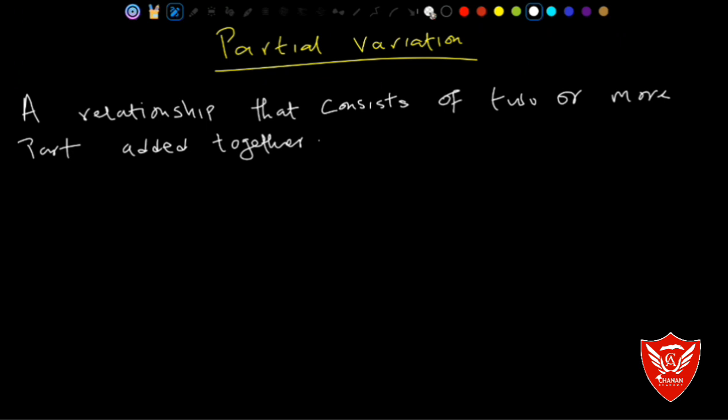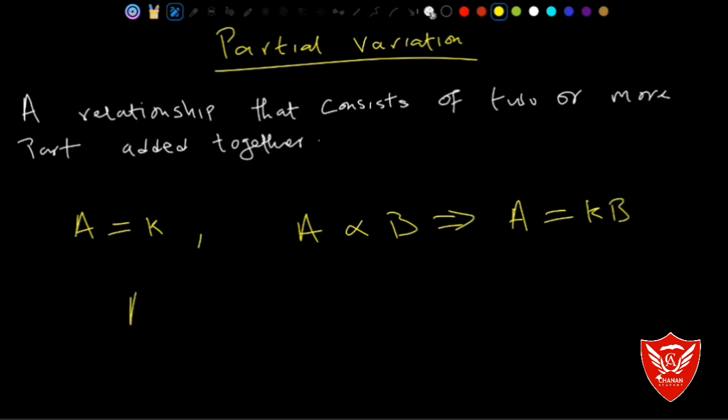Partial variation. A partial variation is a relationship that consists of two or more parts added together. For example, if we say A is a variable and it is partly constant, which is K, and also partly varies as B, so A also varies as B. Now this can be expressed as A equal to, introducing the constant, KB. For us to combine these two, we have that A is equal to a constant plus KB. So this is what a partial variation is talking about. All right, so let's take some examples.